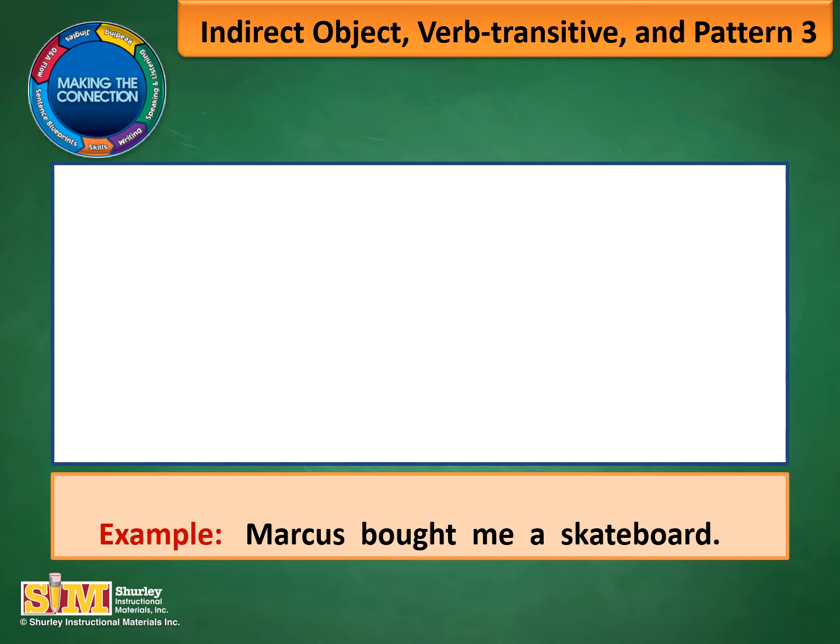We will use this example sentence. It says, Marcus bought me a skateboard. Remember, students learned how to identify the subject, noun, and verb during Pattern 1. They will always locate those two core parts of the sentence first. So let's identify them now. Ready? Marcus bought me a skateboard. Who bought me a skateboard? Marcus. Subject, noun. What is being said about Marcus? Marcus bought. Verb.